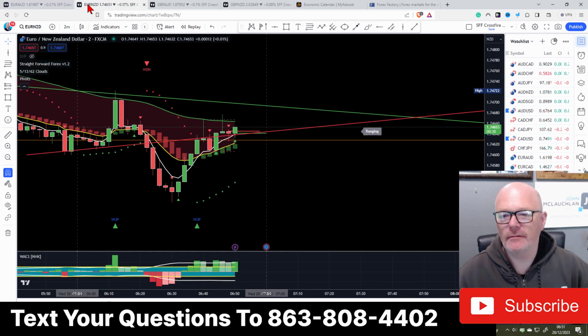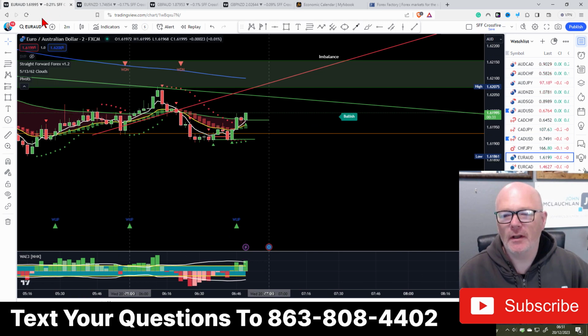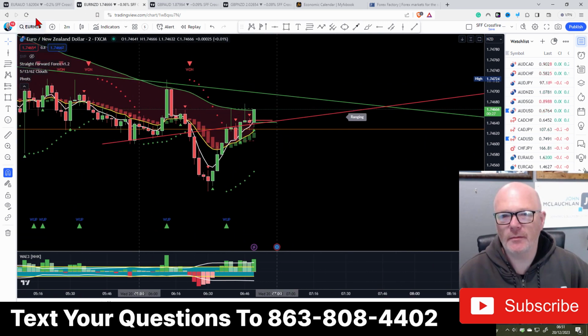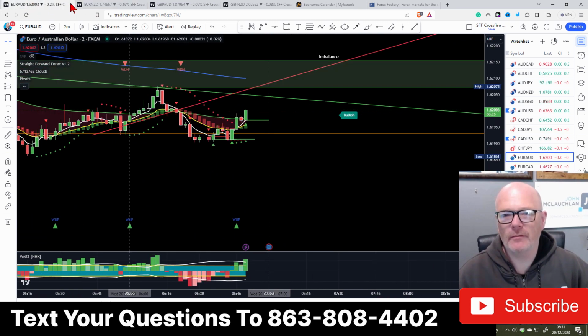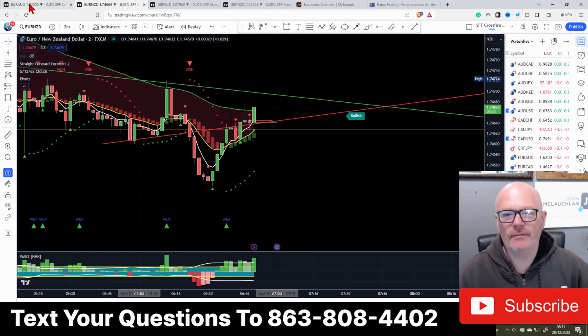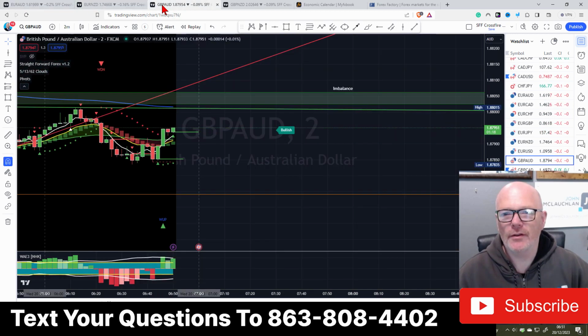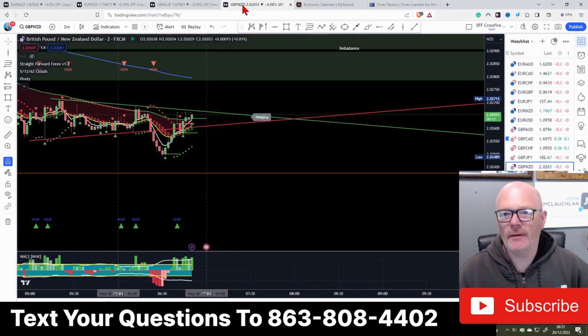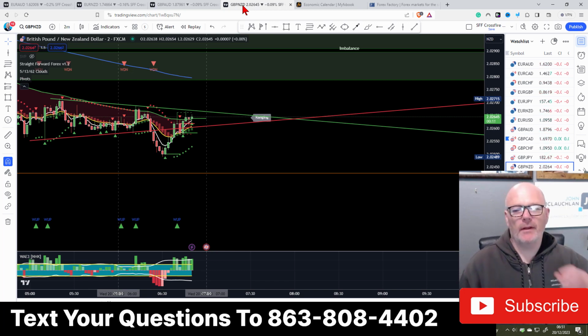Euro NZD, same situation, nothing really happening. In fact, price is pretty much the same. Let's see if we can put that in a similar position. There we go. Look, very similar patterns. GBP AUD, very similar, and GBP NZD, very similar indeed.